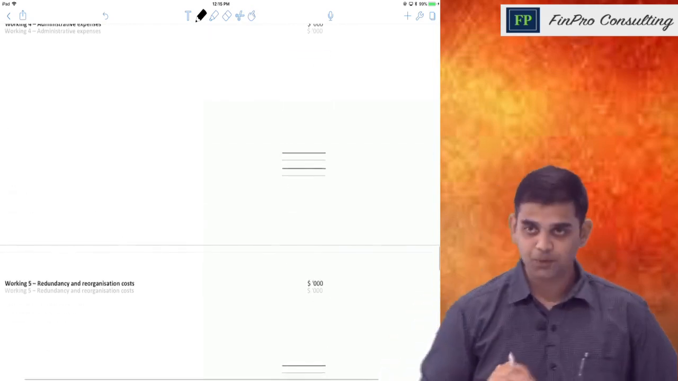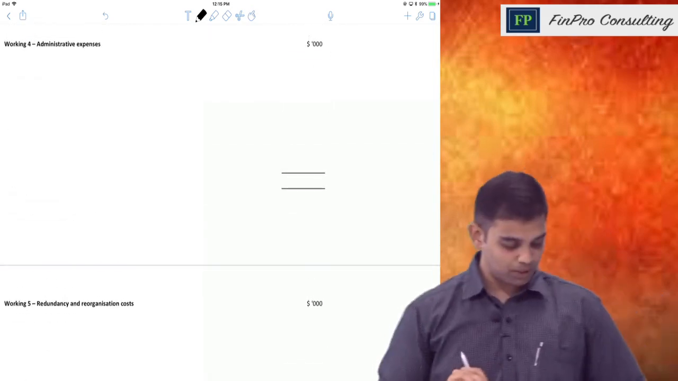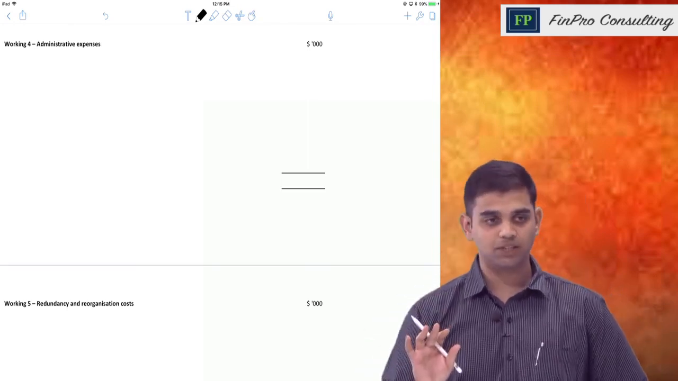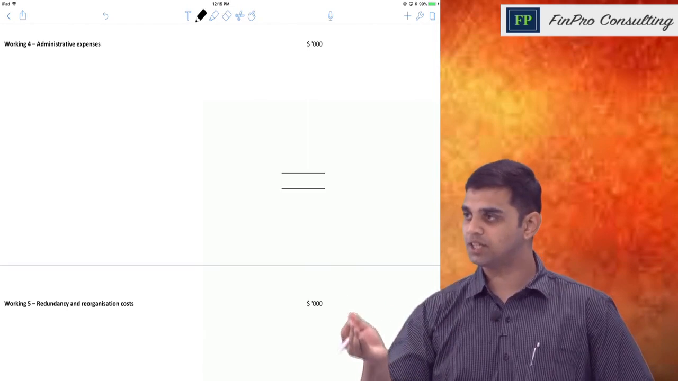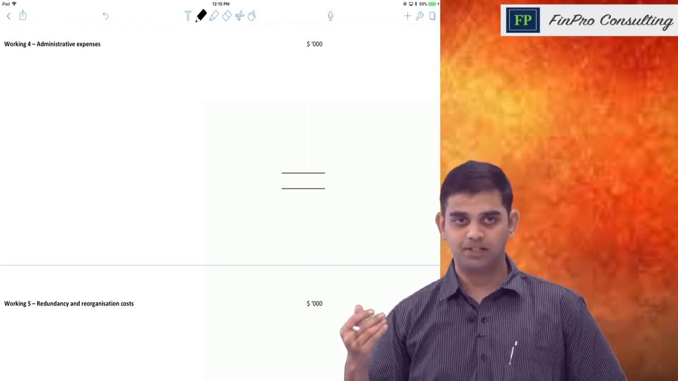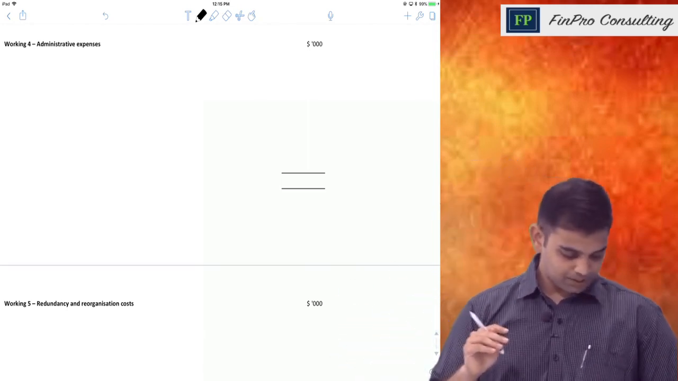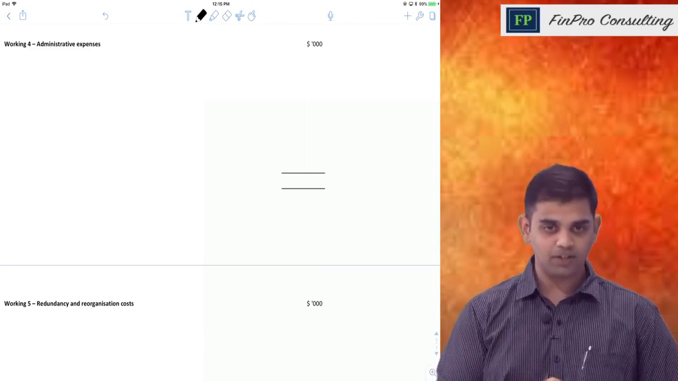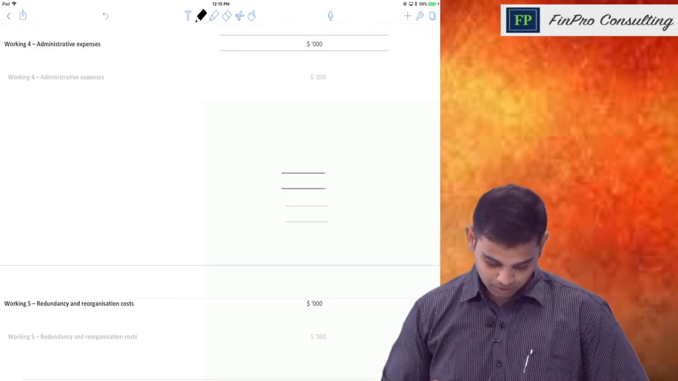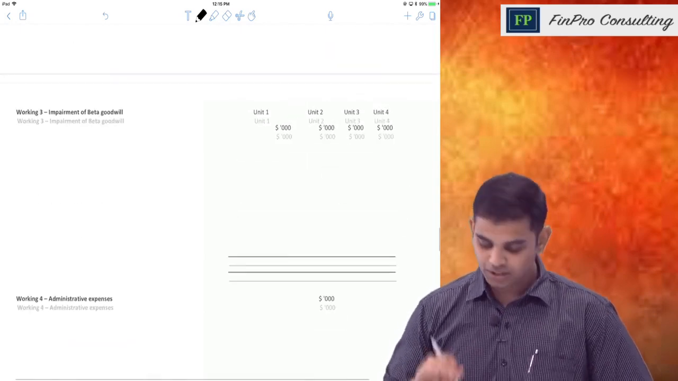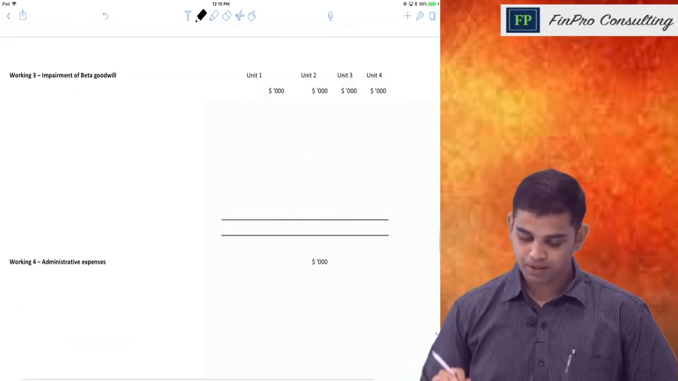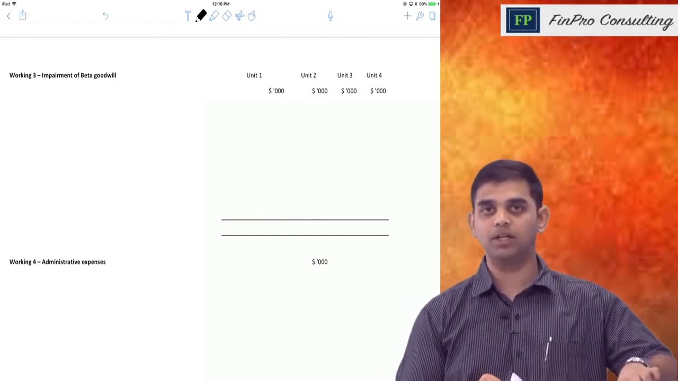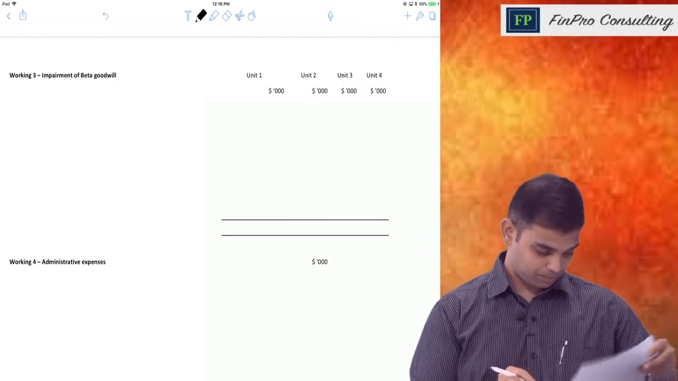Right. So let's start with note number 1. Note number 1 talks about, first, amounts to be included in statement of changes in equity, but statement of changes in equity we will prepare only once P&L is done. So let us start with the calculation of impairment of goodwill, that is given in note number 1. So working note 3, impairment of beta goodwill.